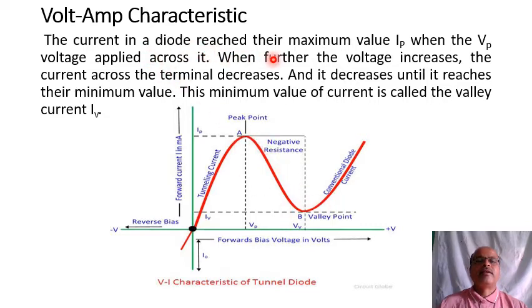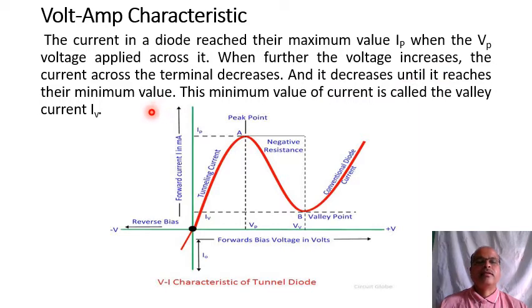The current in the diode reaches its maximum value IP. So this is the maximum value of current IP when voltage VP is applied across it. This is the peak voltage applied, then it reaches the peak current, or point A, which is called the peak point. That is, when forward voltage increases, current increases up to the maximum at point A. It is called the tunneling current, and it decreases until it reaches the minimum value.